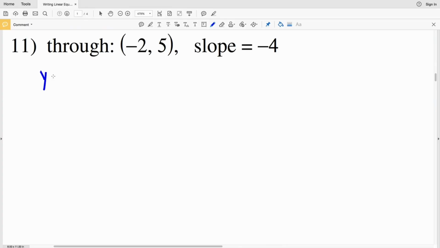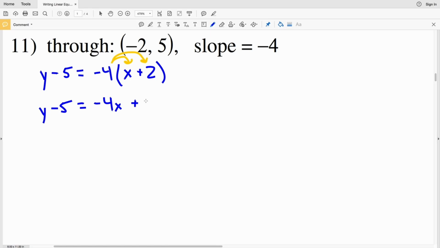In number 11, y minus y1 is y minus 5, and that's equal to the slope of negative 4, our m, times x minus x1, so x minus a negative 2, which is x plus 2. Distributing the negative 4, we get y minus 5 equals negative 4x plus a negative 8. Add 4x to both sides to get that 4x plus y minus 5 equals negative 8.